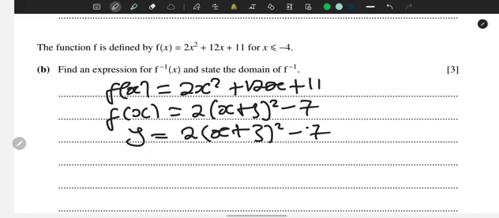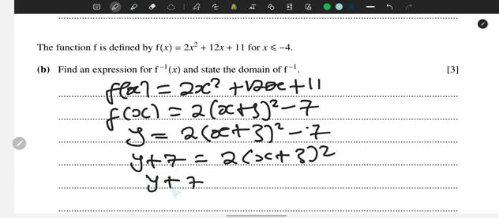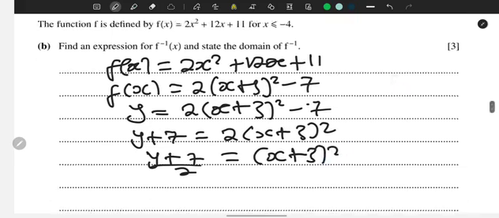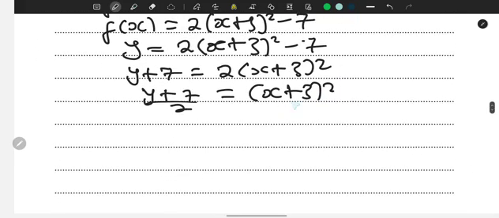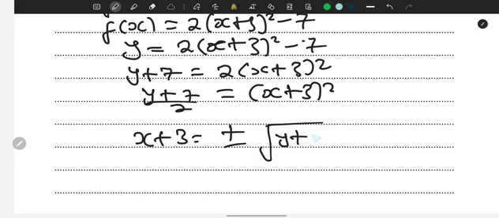So for you to find f inverse now, you just find a way to make x the subject. So y plus 7 equals 2(x plus 3) all squared. Divide both sides by 2, then you have (y plus 7) over 2 equals (x plus 3) all squared. So what's next here now? We take the square root of both sides. So x plus 3 is what? Plus or minus the square root of (y plus 7) over 2.